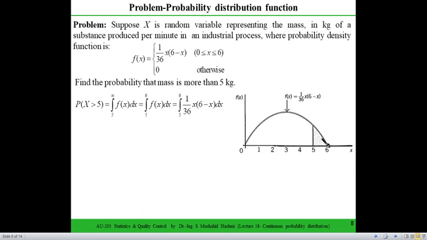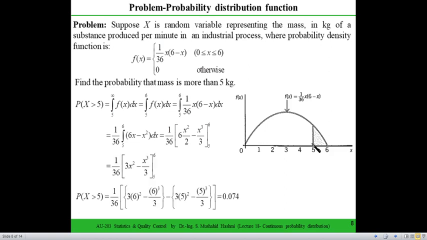You got this area under the curve that would be representing the probability that the random variable, the mass in kilograms, would be more than 5 kilograms. So you just integrate this expression and you get the probability, and the probability comes out to be 7.4%.